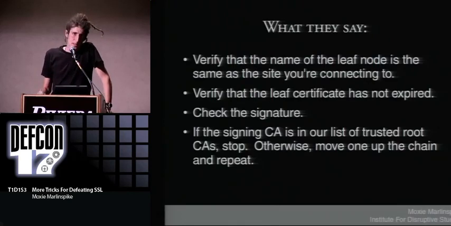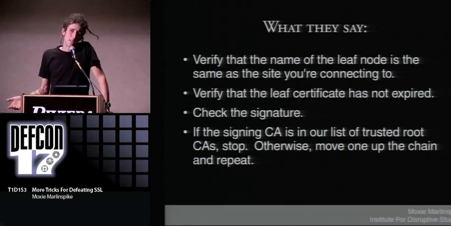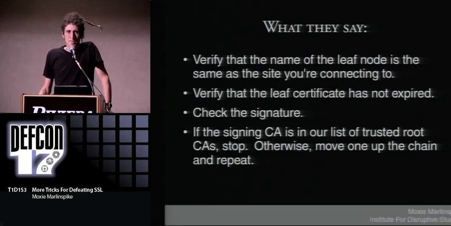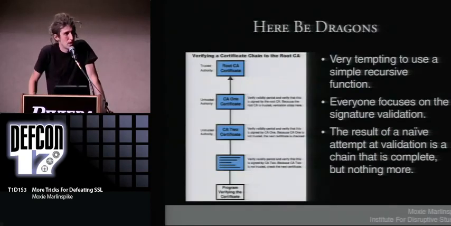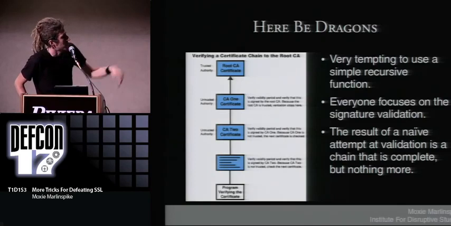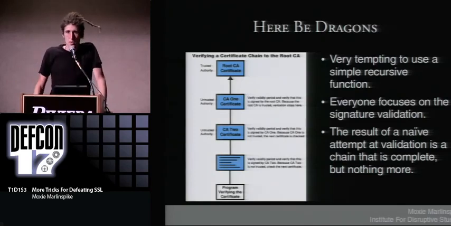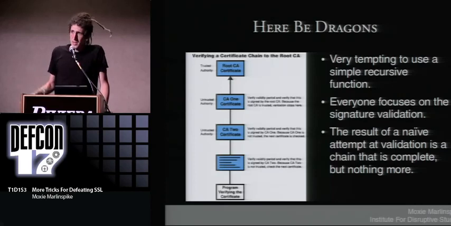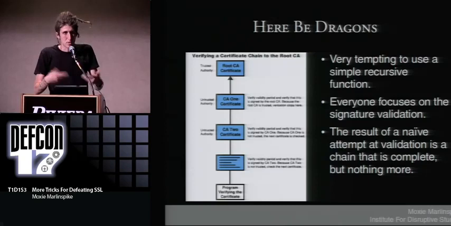And what everyone says is you start with a leaf node, and you verify that the name on the leaf node is the same as the name of the site you're trying to connect to. Then you verify that the leaf certificate hasn't expired, and then you check its signature. And if the signing CA is in your list of trusted root certificate authorities, you stop. Otherwise, you move one up the chain and you repeat. So here's a picture from IBM's website today, and it has a little graph about validating these things, and they lay it all out in the same way: you start with a leaf node and you keep going back up.